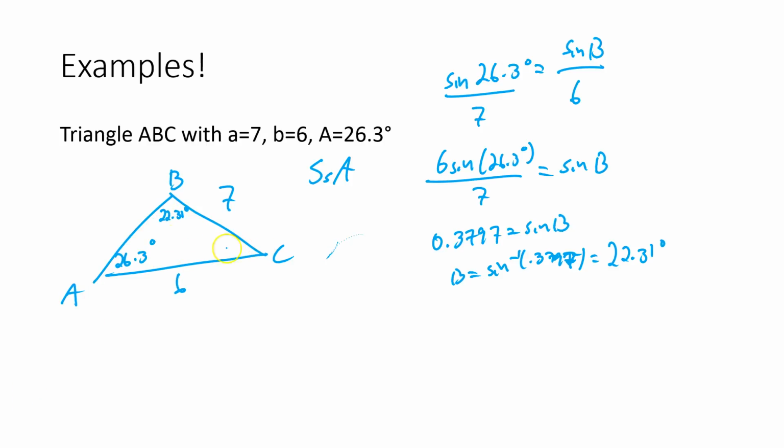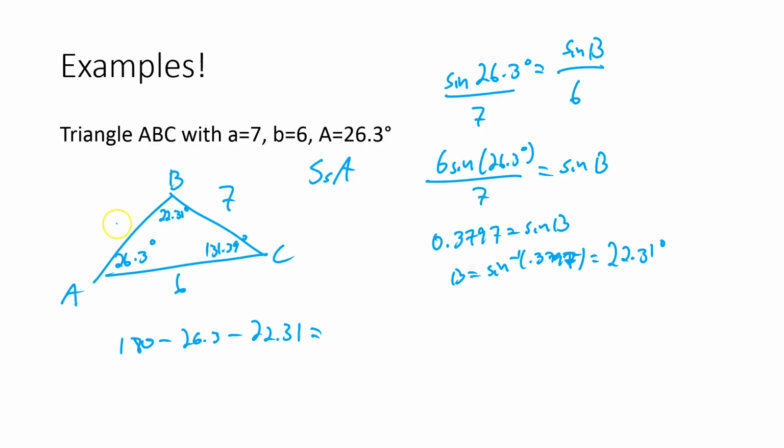And now I can find the last angle by subtracting from 180. So first angle C, I'm going to do 180 minus 26.3 minus 22.31. And let's see what we get there. It's going to be, wow, 131.39. This is 131.39. As you can see, my triangle is not drawn well, but that's okay. It's not a big deal.